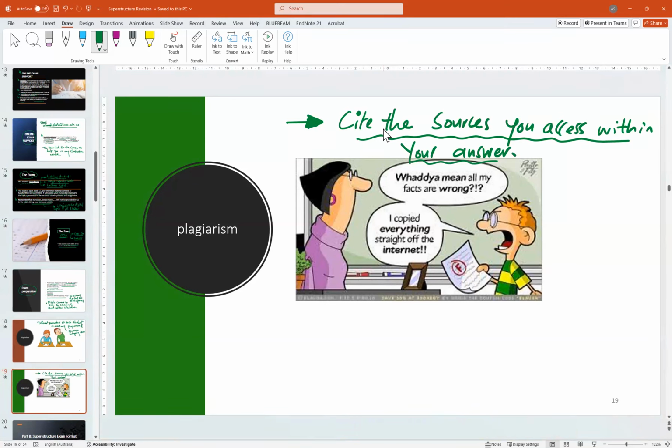And also, similar to the report, if you do your research and find sources that provide the answer you need, you need to cite the sources you access within your answer, and using the APA 7 referencing style is required.